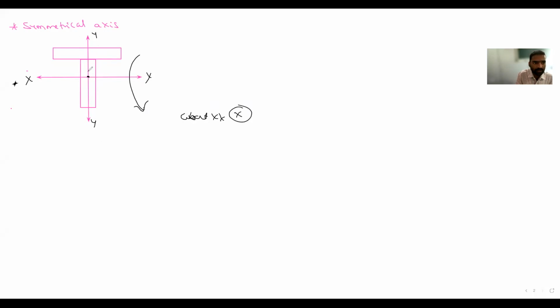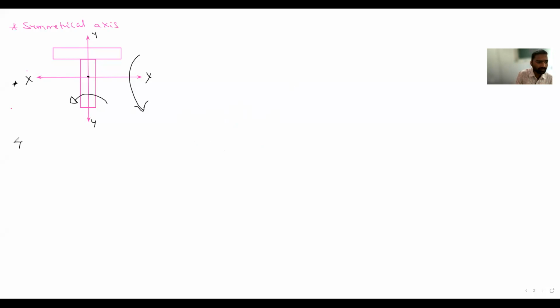So if I cut about the y-axis, I will fold like this. About the y-axis, is it the same? Yes, sir. It means the axis which divides the whole figure into two equal parts is known as the symmetrical axis. So what is the definition of the symmetrical axis?